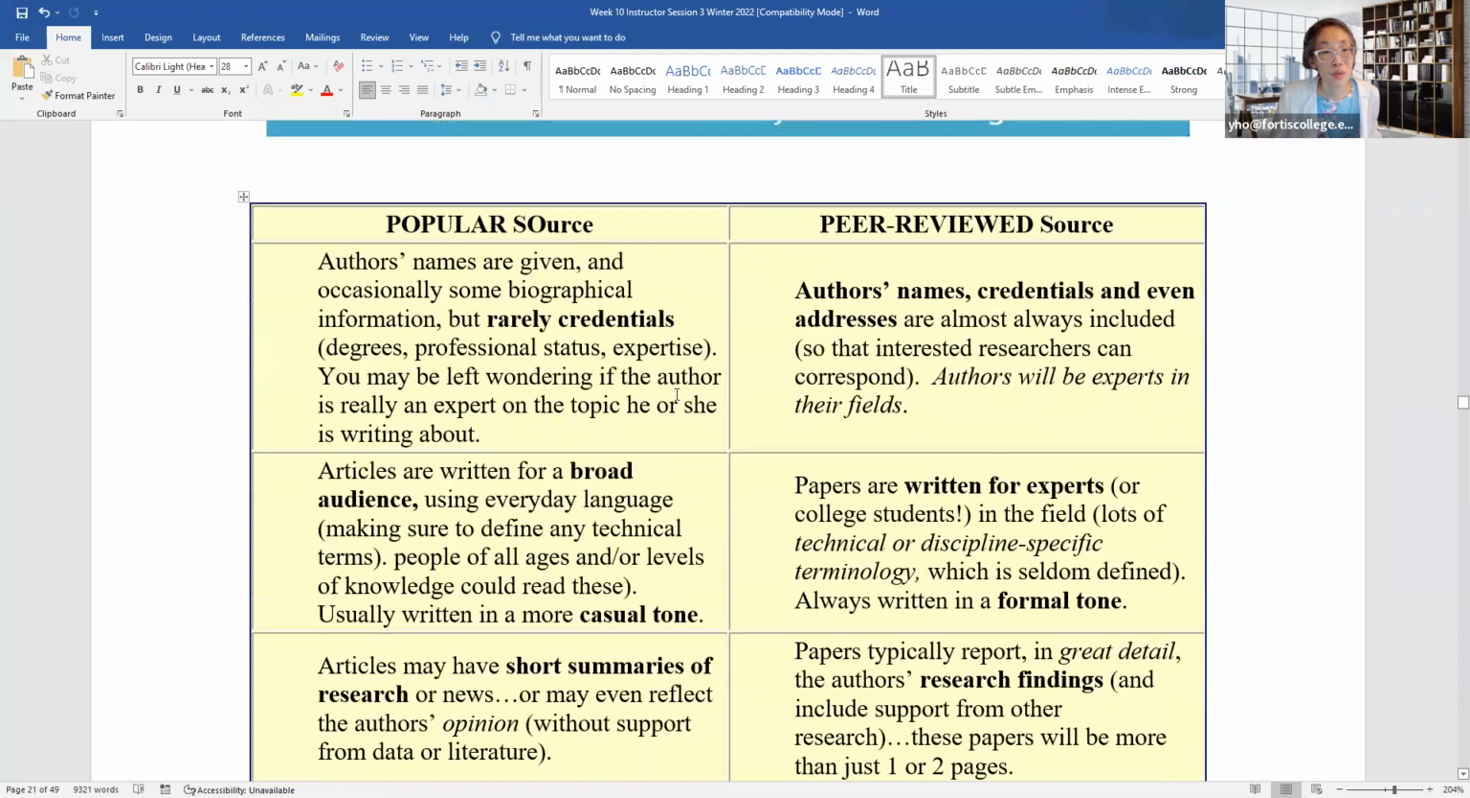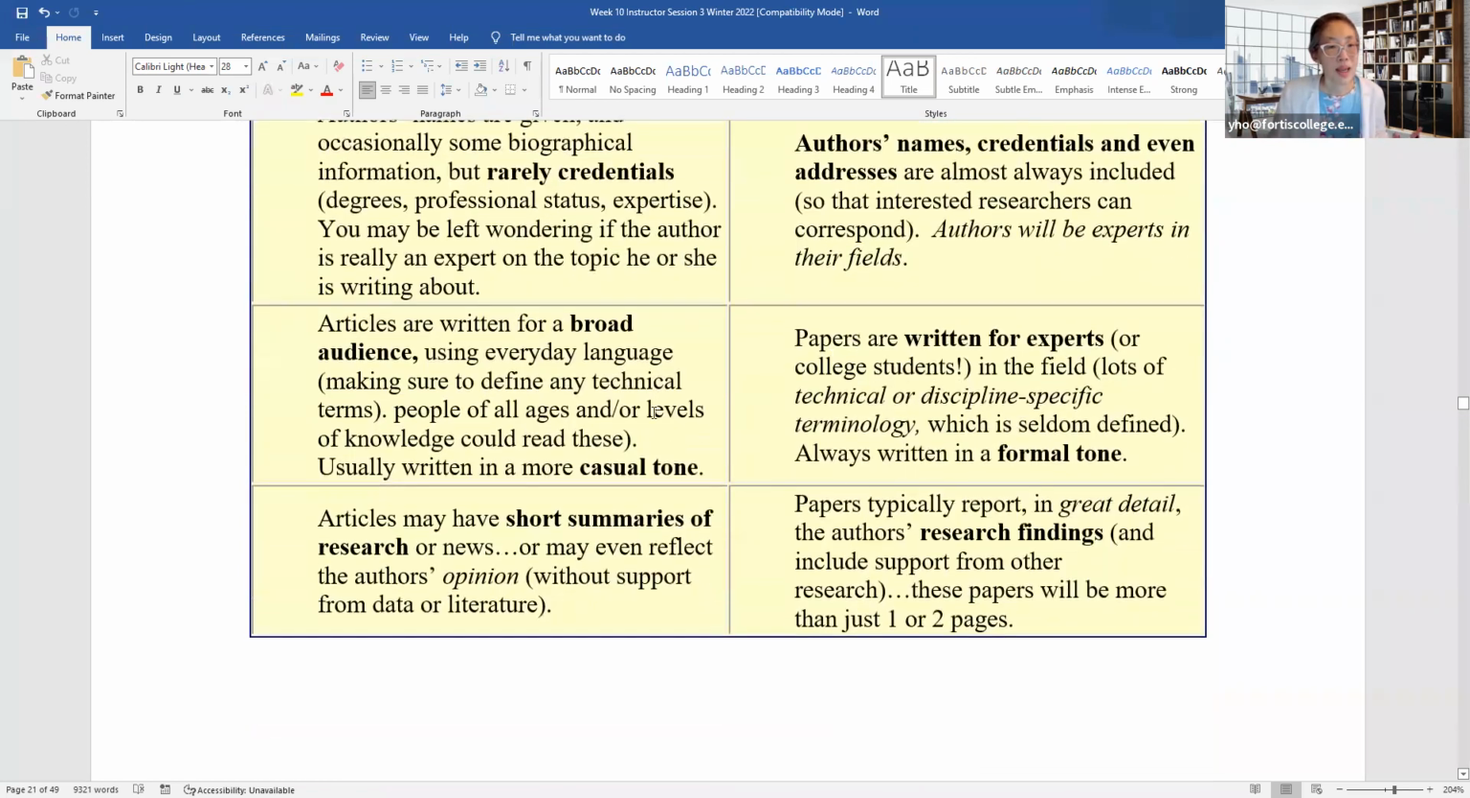So here is the difference between a popular source like the National Enquirer and a peer-reviewed source. In a popular source, anybody can upload anything, and you rarely have credentials. In a peer-reviewed source, people are experts in their field. It's about doctors, and it's usually some kind of scientific paper. And a popular source is written for everybody.